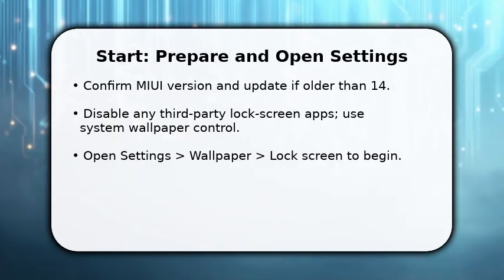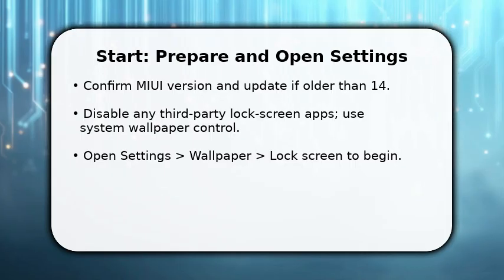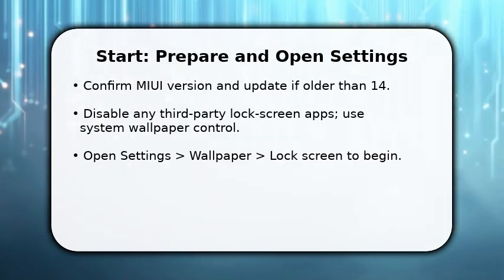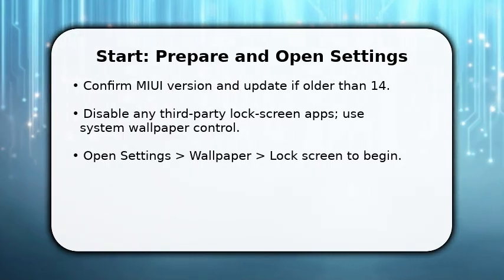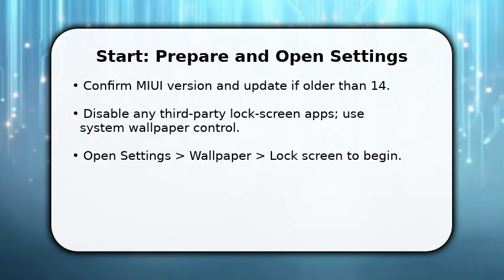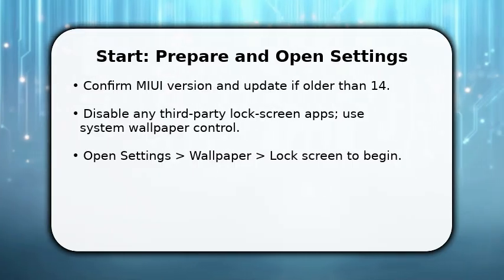Now open Settings, tap Wallpaper, and choose Lock Screen. This is where you set a single image. You do this because MIUI can apply different rules for home and lock screens. Selecting the lock screen pane first ensures changes won't mirror to the home screen.